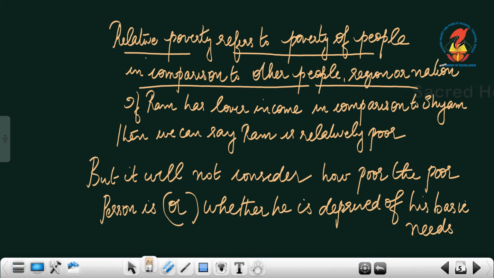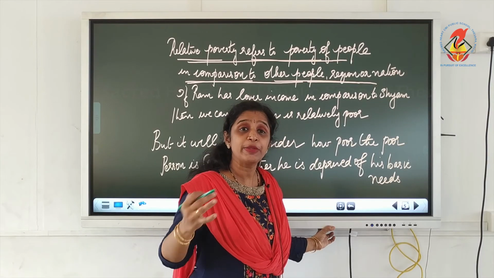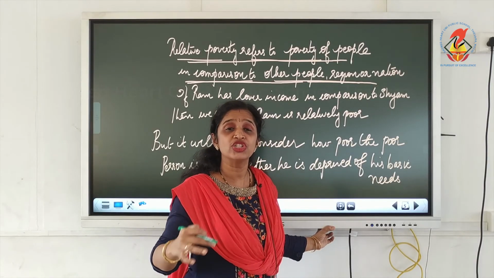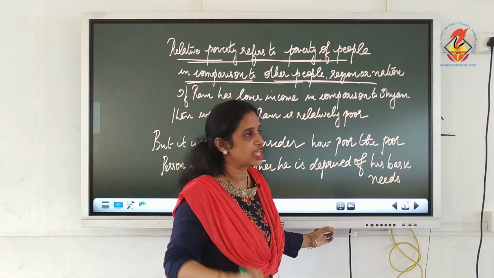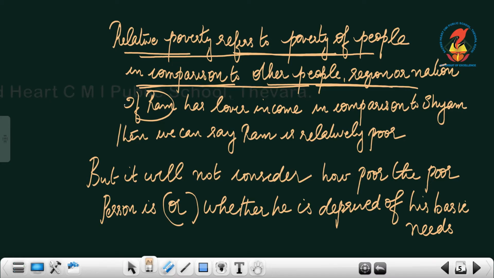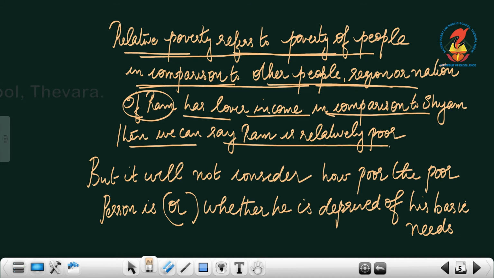Once again I will read. Relative poverty refers to poverty of people in comparison to other people, region or nation. Here we are studying poverty by comparing the people of other region or nation. For an example, if Ram has lower income in comparison to Shyam, then we can say Ram is relatively poor.